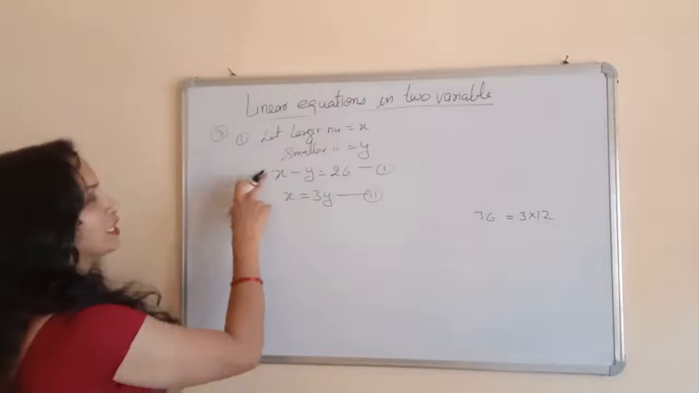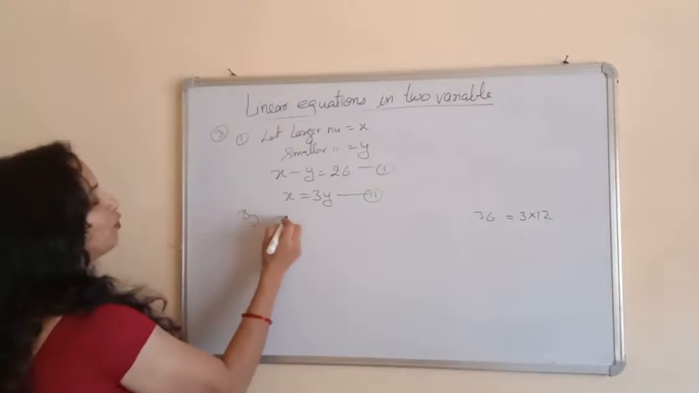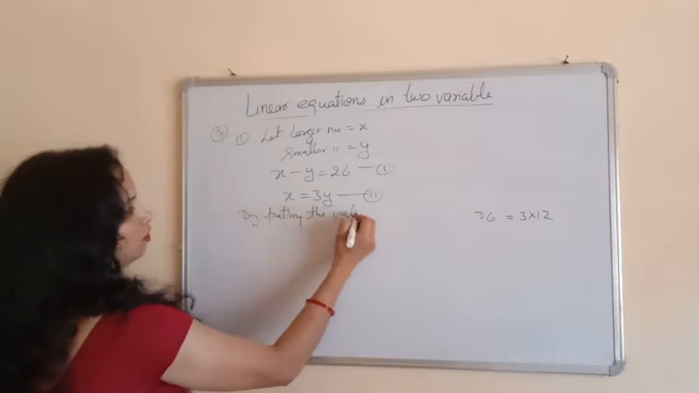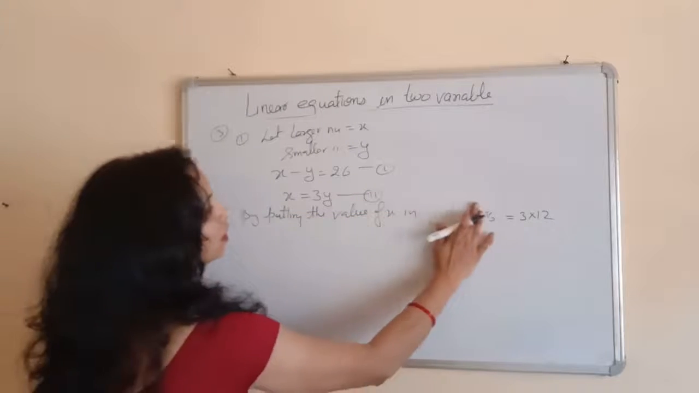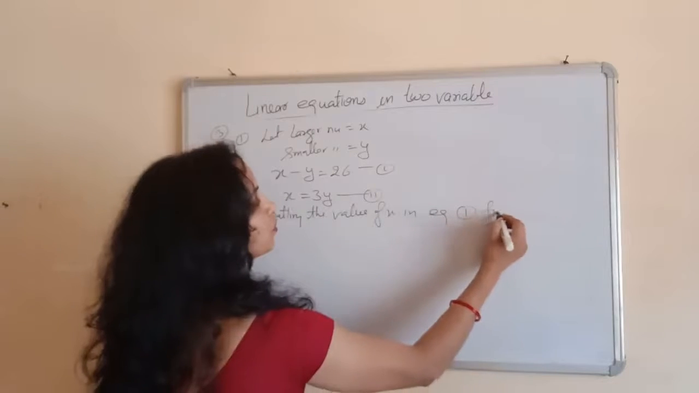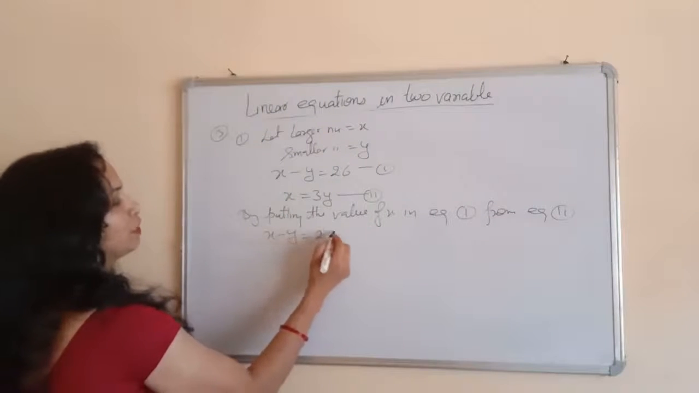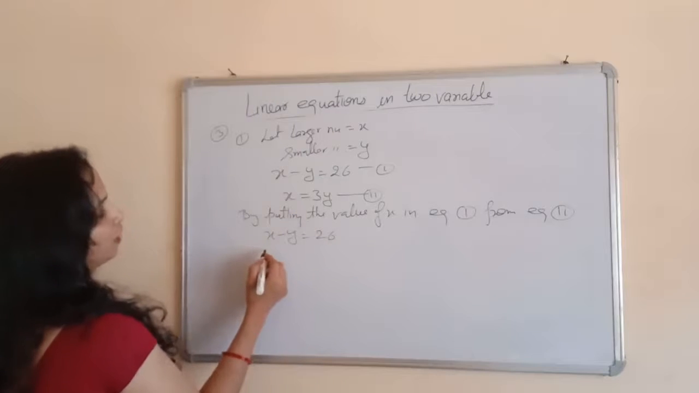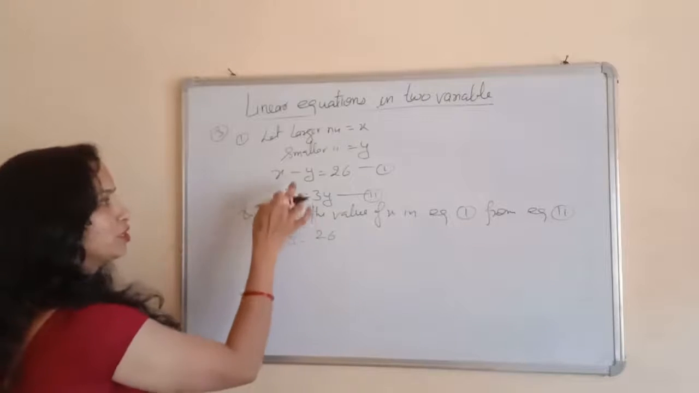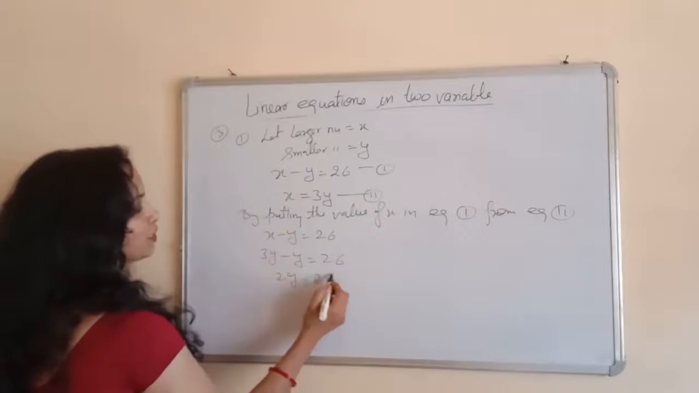x is equal to 3y. Now we put the value of x from equation 2 in equation 1. So x minus y is equal to 26. This is equation 1, and we are putting 3y in place of x. This is called the substitution method. We are substituting the value of x in equation first. 3y minus y is equal to 26. Then 2y is equal to 26. Then what is the value of y?